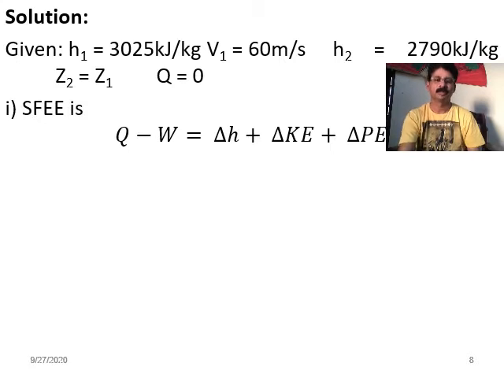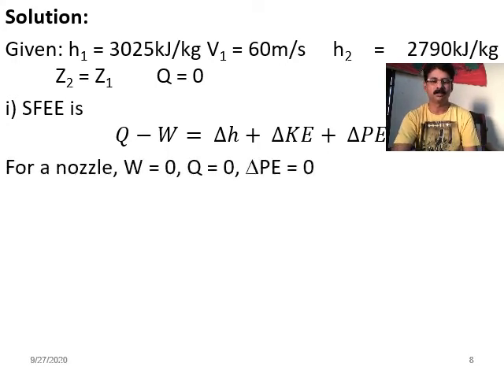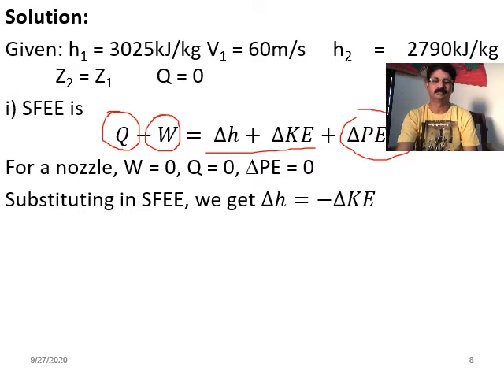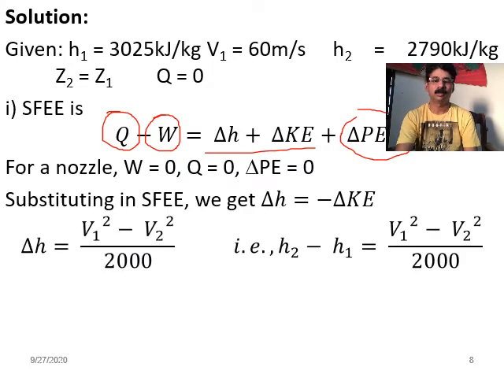So let us take the SFE on a kilojoules per kg basis. Q minus W is equal to delta H plus delta K plus delta PE. For a nozzle, as all of you studied in the theory part, Q is equal to 0, W is equal to 0 and delta PE is equal to 0. So delta H becomes equal to minus delta KE, which is why I have written V1 square minus V2 square. Delta H is nothing but H2 minus H1. So H2 minus H1 is equal to V1 square minus V2 square by 2000.